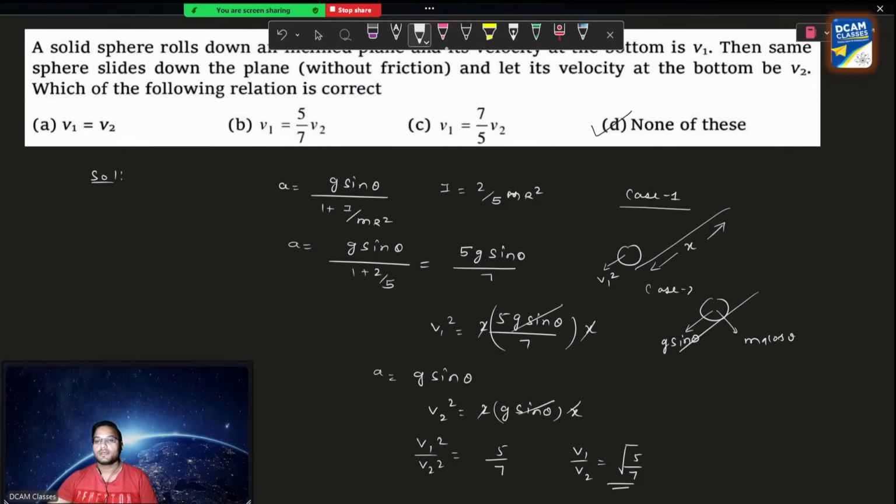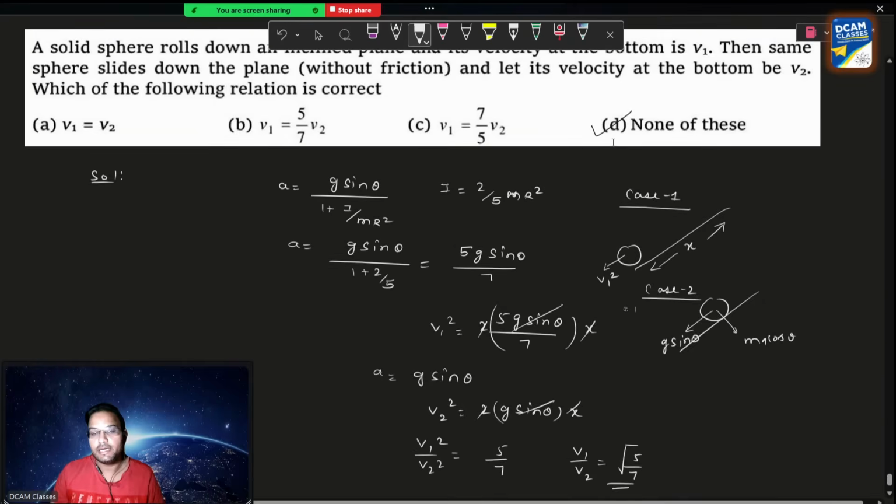See, this is the case that differentiates between the two: when rolling without slipping is there, and when it's just sliding with no friction. Rolling comes into the picture only if friction is there. If friction is not there, it just slips down without any rotational motion, only translation.